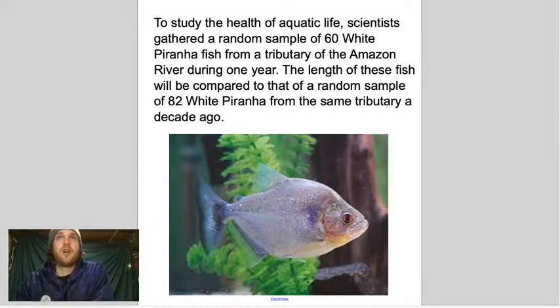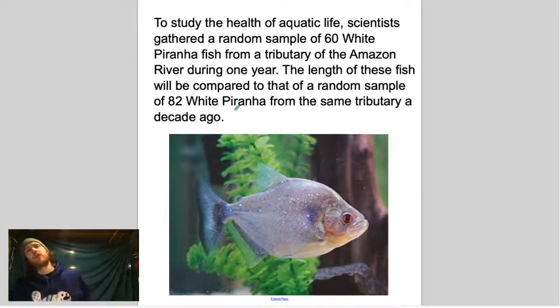To study the health of aquatic life, scientists gathered a random sample of 60 white piranha fish from a tributary in the Amazon Reservoir during 1 year. The length of these fish will be compared to that of a random sample of 82 white piranha from the same tributary a decade ago. So this one right off the bat is a problem, because although you are sampling from the same tributary, your sample sizes are different. We can't subtract the heights. We have no way of pairing the fish from one sample to the other.